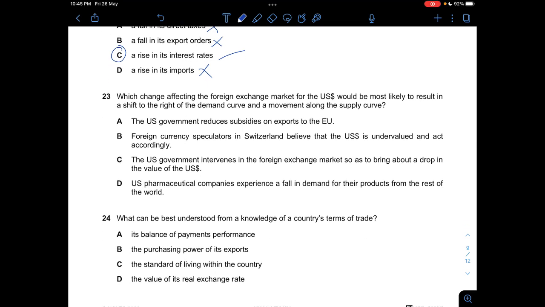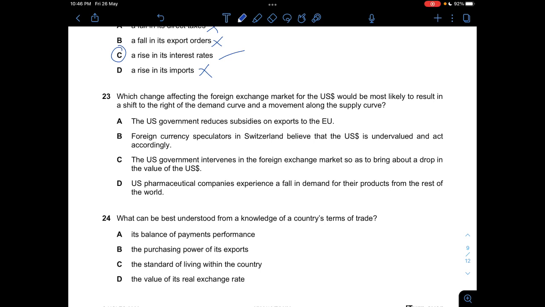Question 23. Which change affecting the foreign exchange market for the US dollar would be most likely to result in a shift to the right of the demand curve and a movement along the supply curve? So affecting the market for the US dollar, a shift to the right of the demand curve. Let's see which one is the most possible option. A is the US government reduces subsidies on exports to the EU. Now your exports are relatively more expensive, so there's no way that the demand in the foreign exchange market for the US dollar would shift, because when you reduce subsidies, your products are more expensive to purchase.